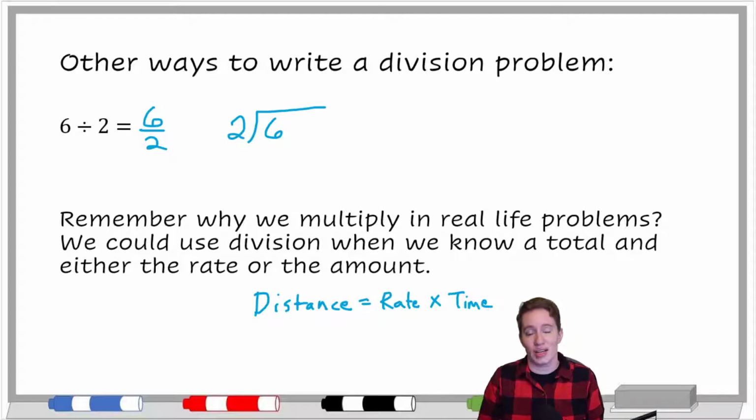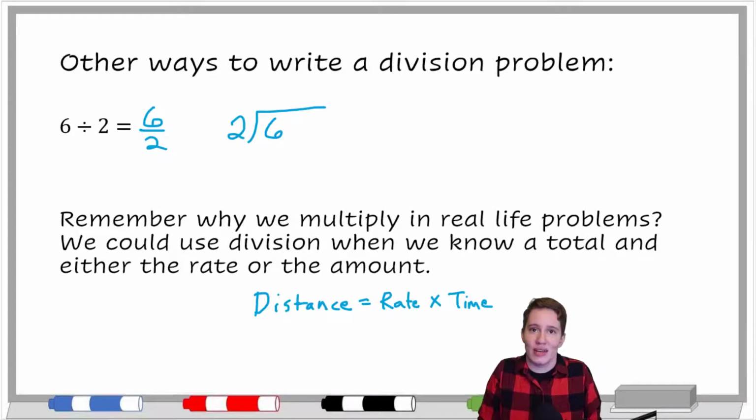Or on the other side, maybe you know how far you need to go and you have a certain amount of time before you're late. Dividing tells you what your average speed needs to be, and that can be a really frustrating thing to calculate while you're on your way late to somewhere. Okay, so that's kind of why we would use division. It's really just because we know different parts of a multiplication problem.